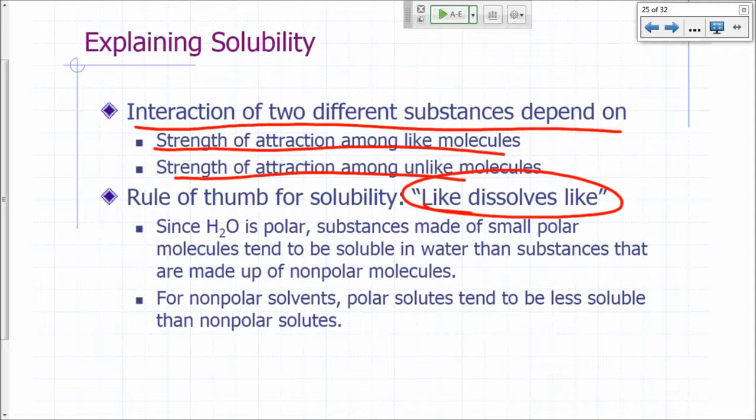Okay? So since water molecules are polar, substances that are made up of small polar molecules will tend to be more soluble in water than they would be in a nonpolar solvent. Similarly, if you have nonpolar solvents and polar solutes, your solute molecules will tend to stay amongst themselves rather than interact and mingle with those nonpolar molecules of the solvent. So like dissolves like.